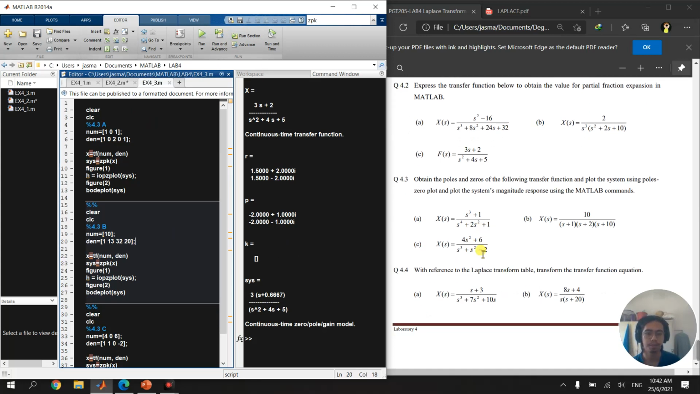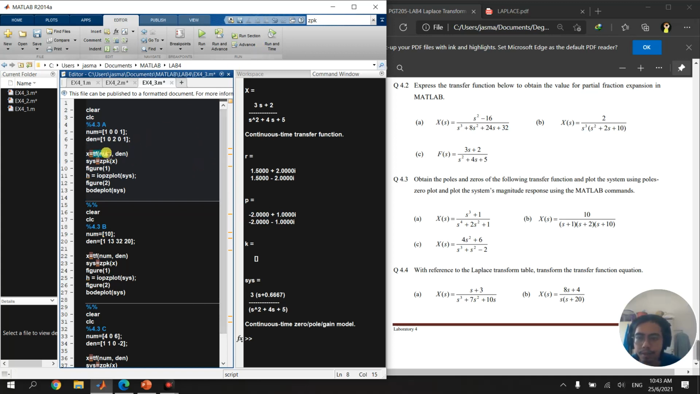Okay, now let's move to question 3, which is to obtain the poles and zeros of the transfer function and plot the system using the pole-zero plot, and plot the system magnitude response using MATLAB. Just like before in question 4.2, there is a numerator and denominator for each question. So we do as before. Oh, wait, this one I missed a 0. Okay, s to the power of 3, s to the power of 2, s to the power of 1, a 0. Okay, now it's correct.